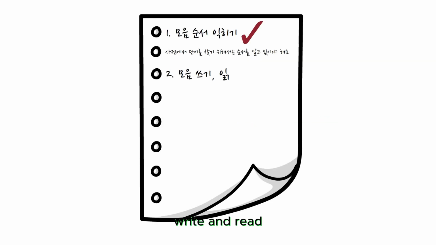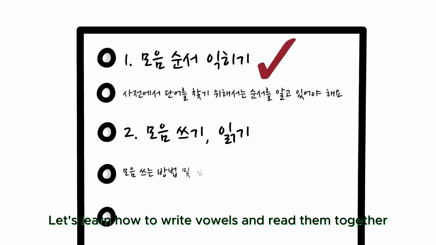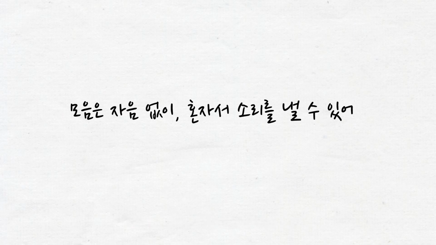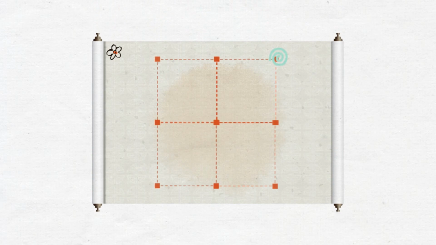Write and read. Let's learn how to write vowels and read them together. Vowels don't have consonants, they can make sounds by themselves. Shall we get started?